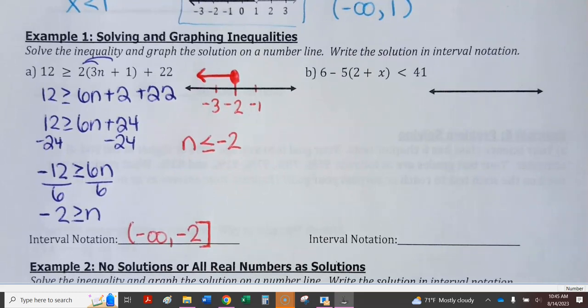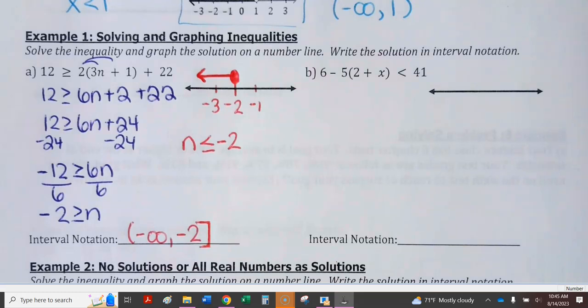Okay, somebody help me out with how you would solve. Let's see, our next inequality, I've got 6 minus 5 times (2 plus x) is less than 41. What would you do here? I'm going to try and get x by itself on one side of that inequality symbol.